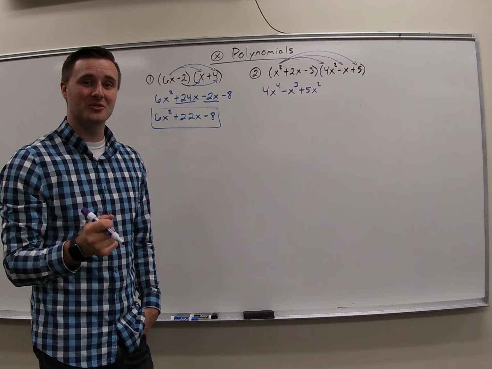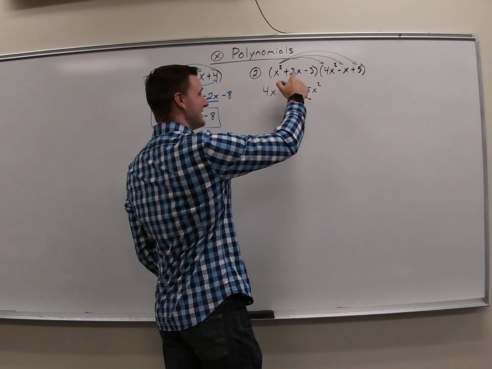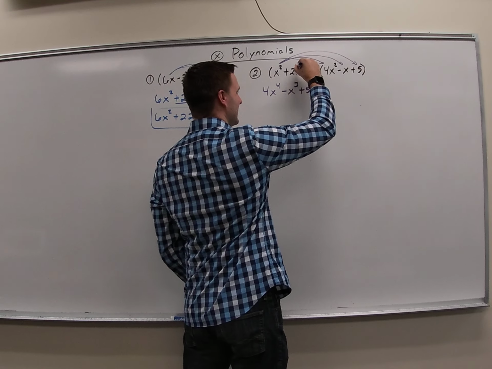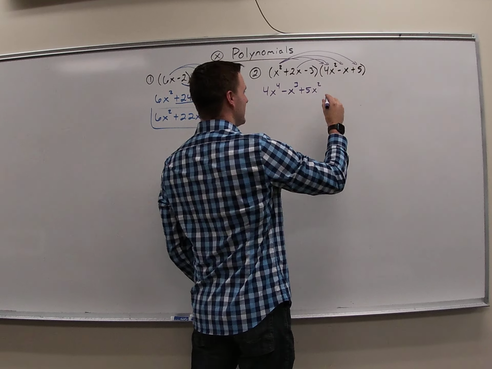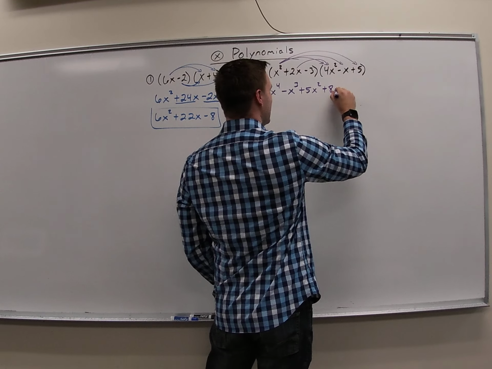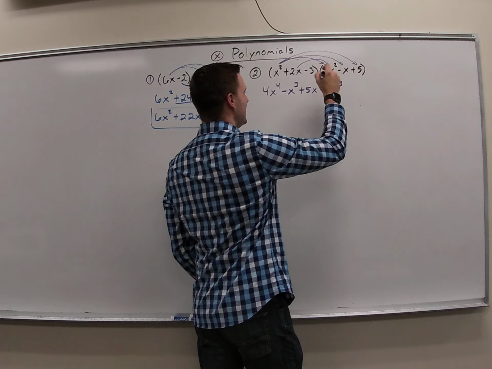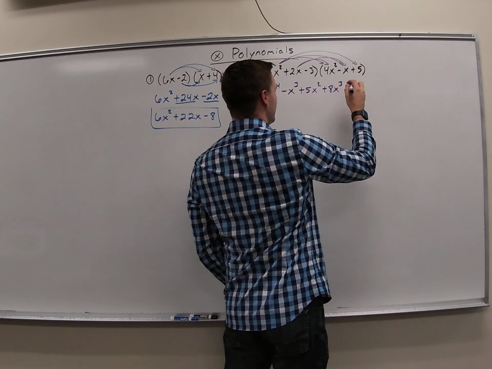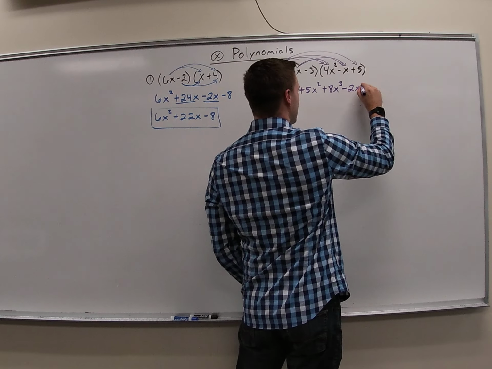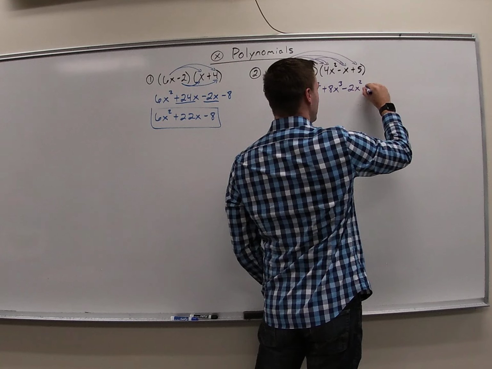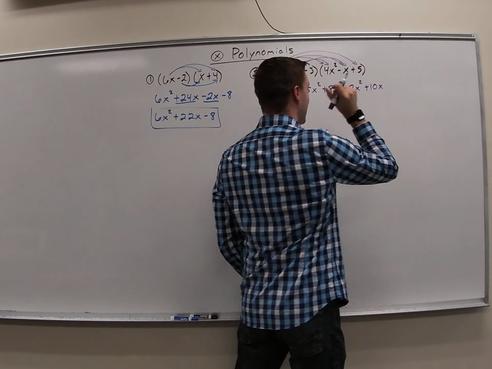And now I have to do that same thing with not only the second term, but also the third term. So my second term, 2x times 4x squared, gives me a positive 8x to the 3rd. 2x times a negative x would give me a negative 2x squared. 2x times a positive 5 would give me a positive 10x.